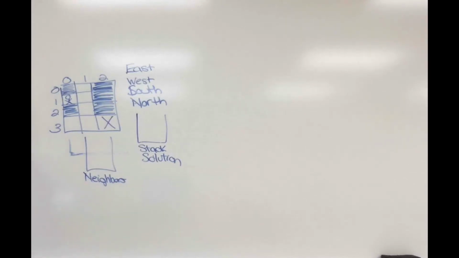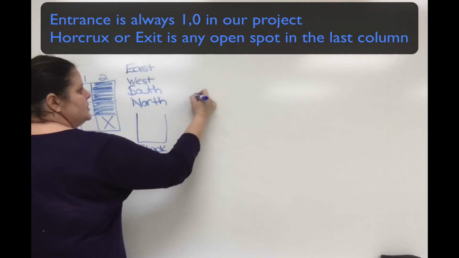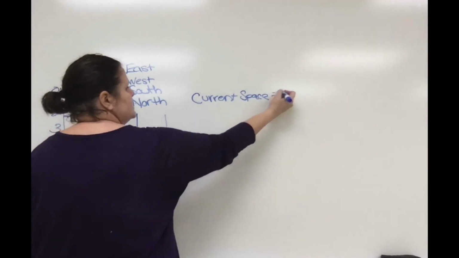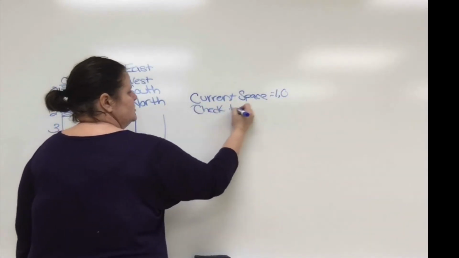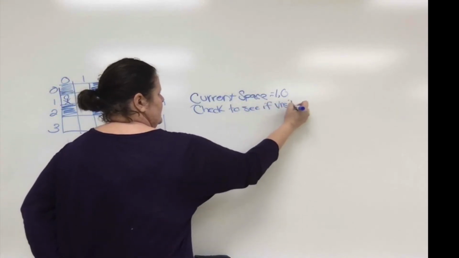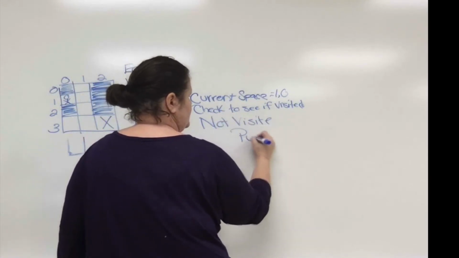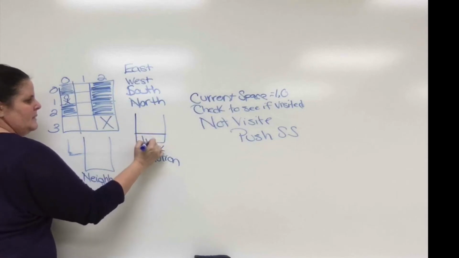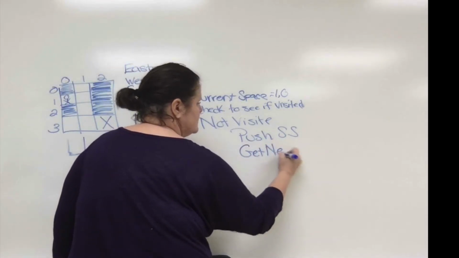So in our project, we're always going to start at 1, 0. So if I start at 1, 0, I want to have a current space, and that current space right now is going to equal 1, 0. With the current space, I am going to check to see if it's visited. If it's not visited, I'm going to push on the solution stack. So in this case, I'm going to take my 1, 0 and put it on my solution stack. I am then going to get neighbors.